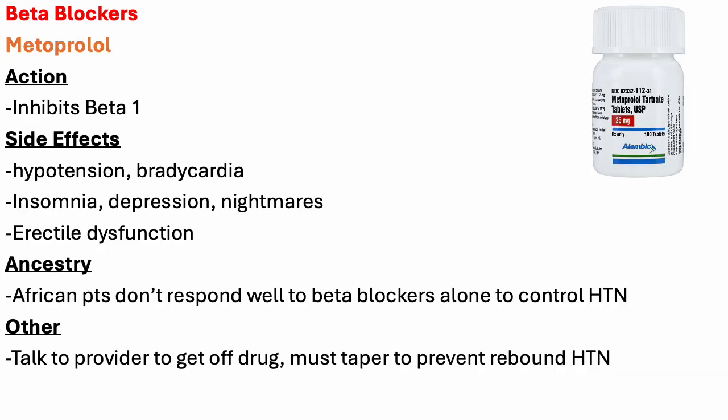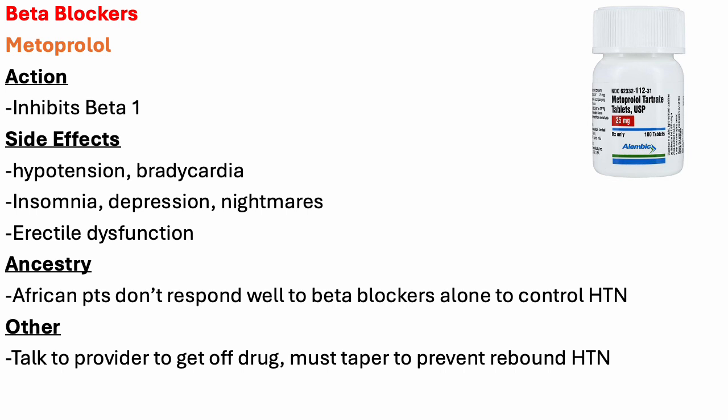The next drug is a beta blocker, metoprolol, extremely similar to the beta blocker atenolol that we went over with antianginals. So I won't spend too long on it because, again, the side effects and the actions are pretty much the same. The action is to inhibit beta 1. It's more of a selective drug than a non-selective, so you're really only going to get the heart effects. Side effects are going to be hypotension, bradycardia, insomnia, depression, nightmares, and erectile dysfunction.